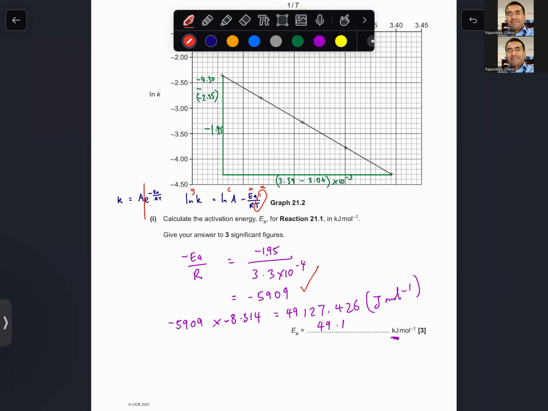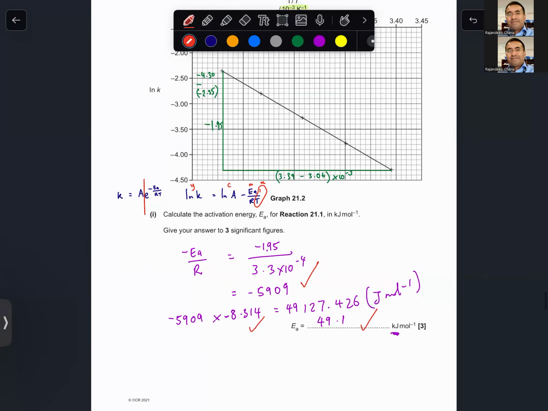One mark, and then multiplying it by minus 8.314, and then the answer. Moving on.